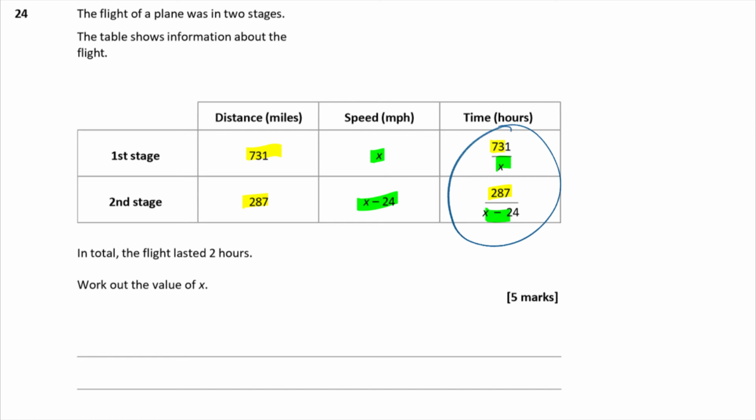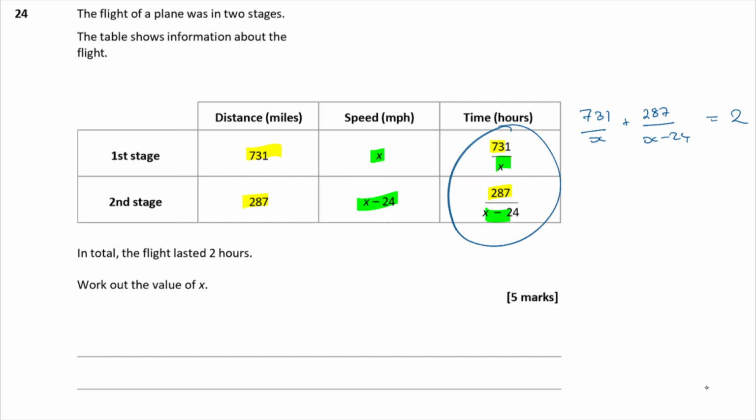So what we need to do is to say, well, I've got 731 over x, and I've got 287 over x minus 24, and I know that this is equal to 2 because it's 2 hours. Okay, so what we then need to do is work out what x is from that. So what we've done here is we've formed an equation in x, and that equation involves some algebraic fractions that we're going to have to deal with.